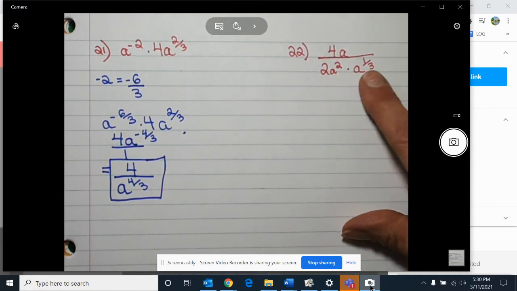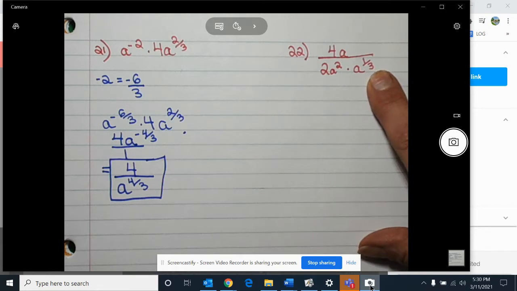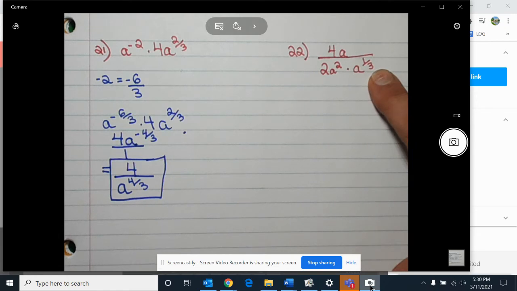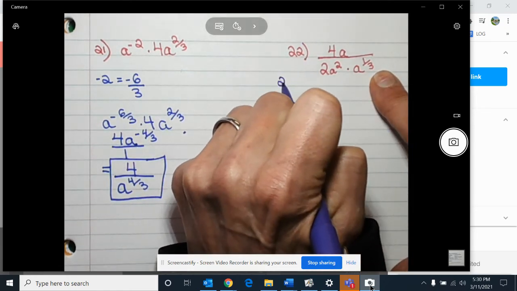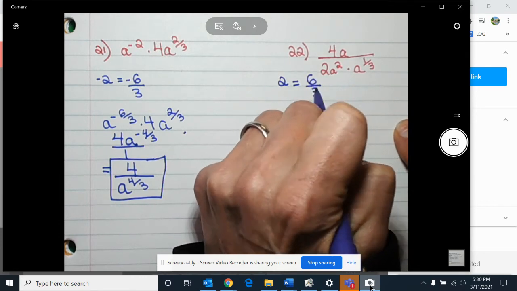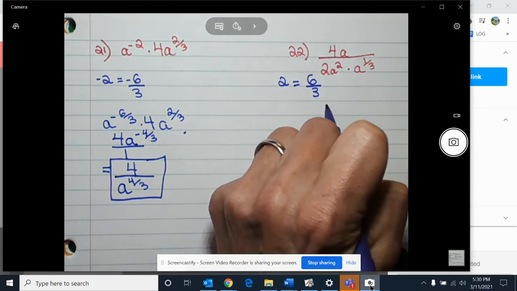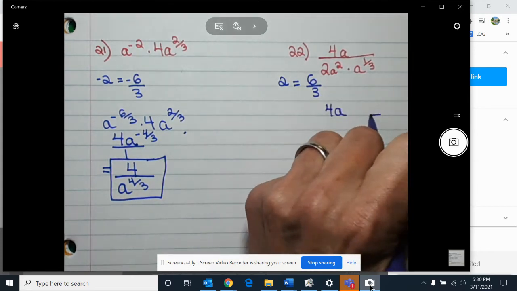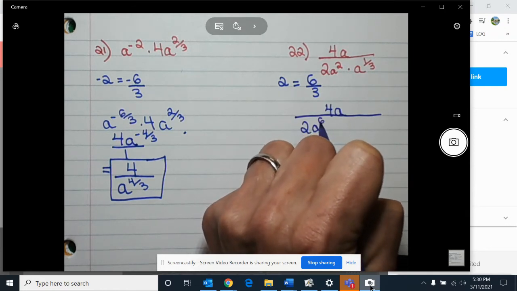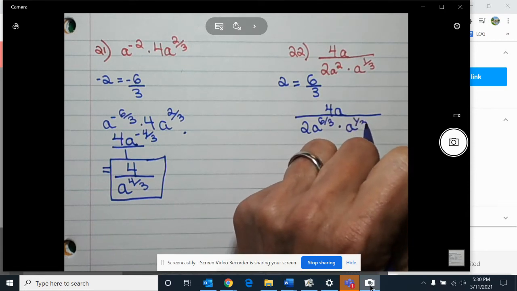Now over here, we need to take care of this 1/3 fraction and change this 2 to a fraction over 3. So again, 2 is the same as 6 over 3. 6 divided by 3 is 2. So we have 4a all divided by 2a to the 6/3 power times a to the 1/3 power.